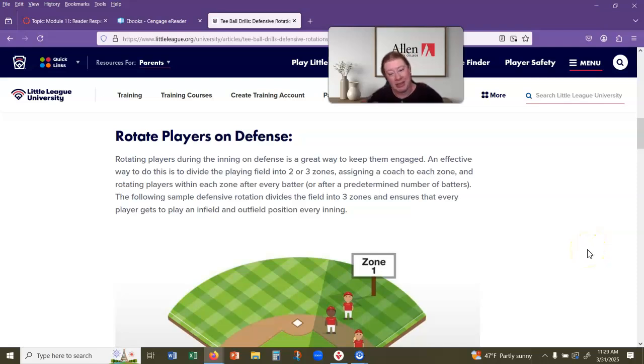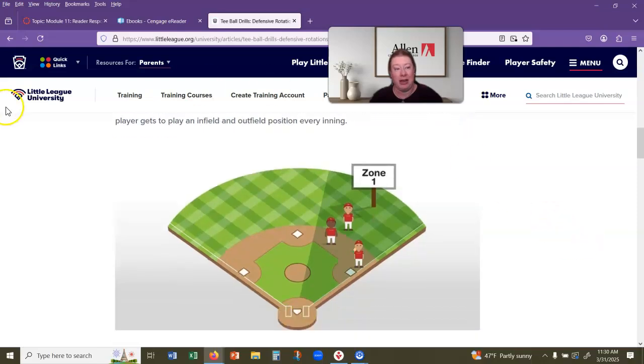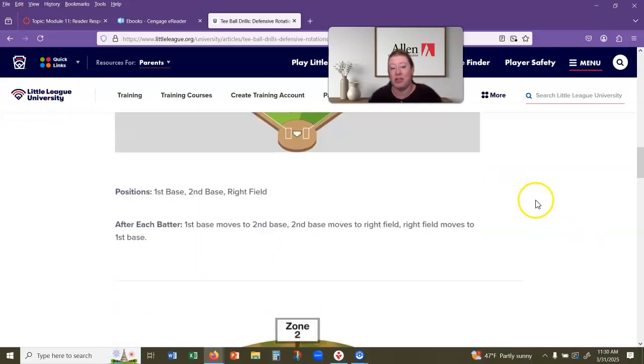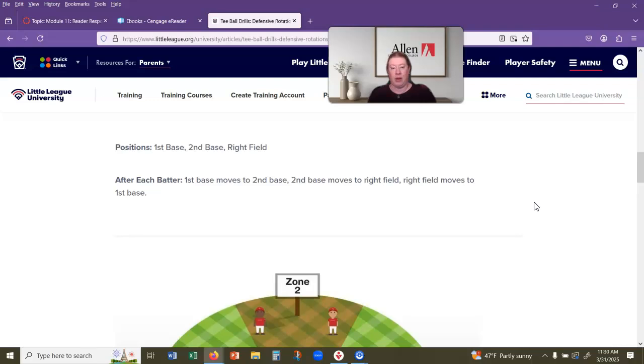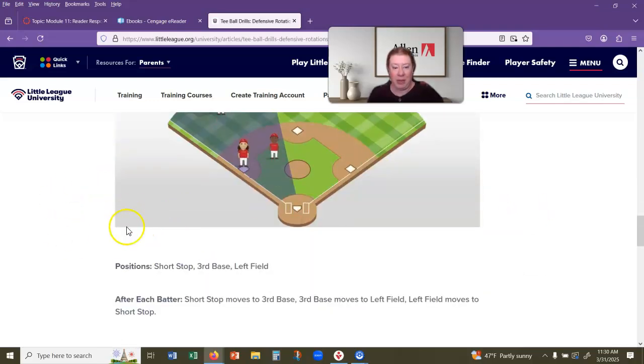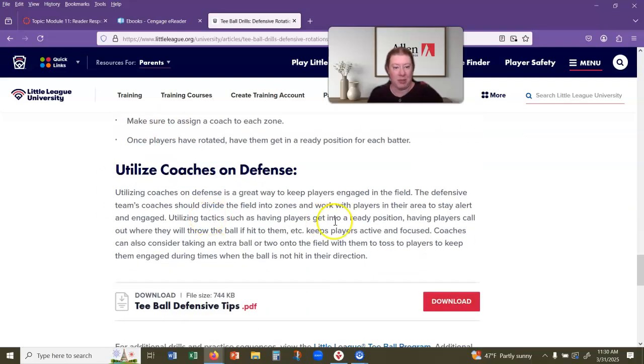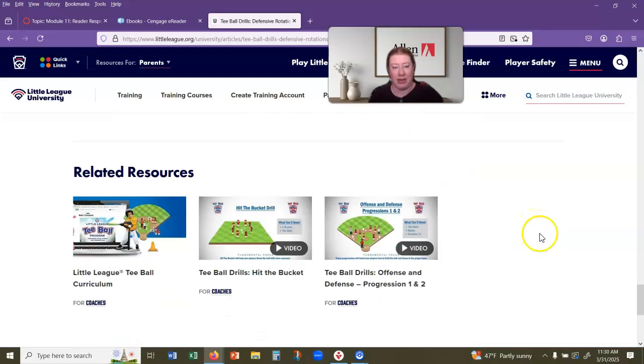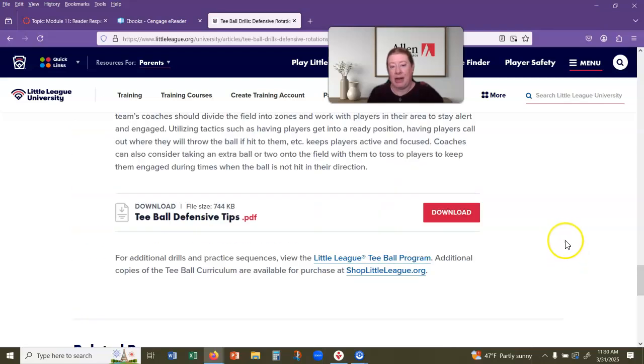Anyway, I've got this website that I was taking a look at, and obviously it's from the Little League University, so it's going to be a good website to look at. But you'll notice that a lot of the information is just pictures, and then explanations of the pictures, and then some information on how to keep the kids engaged and that kind of thing. So I was able to use this source.